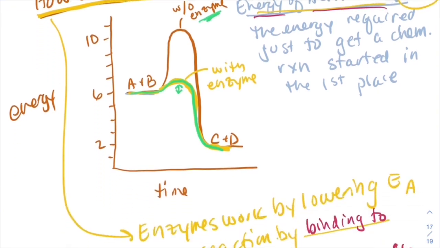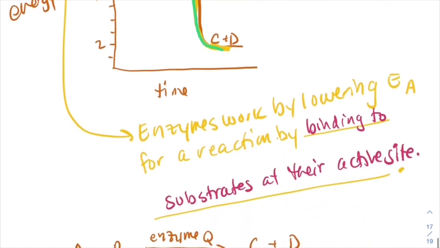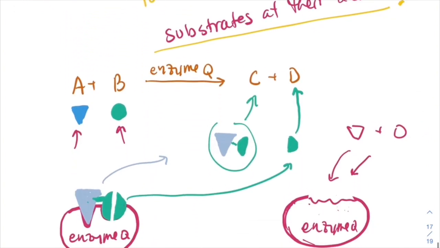They don't just wave their magic wand and say, poof, you have a lower energy of activation. They do that by binding to substrates at their active site. We talked about this last time, but just a little review here, that enzymes have an active site.